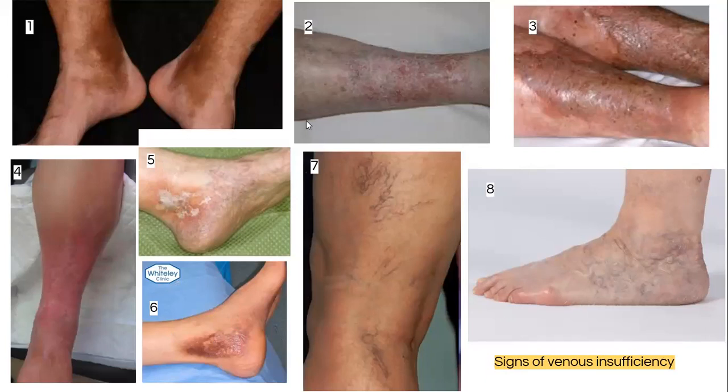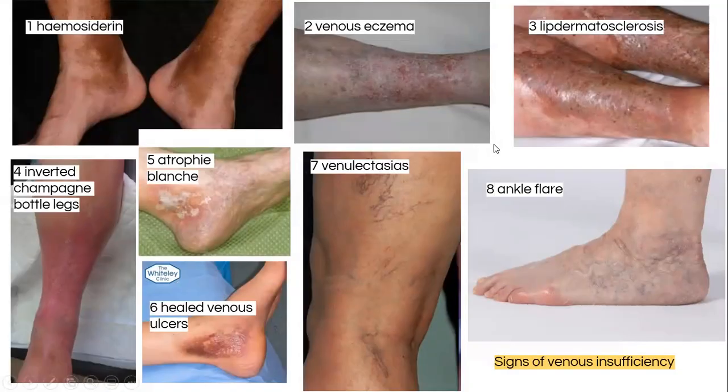Sorry about that. Number 7, someone said it looked like spider nevi, which was really good. This is actually called venulectasia. So it's kind of like a spider nevi, but of the veins. Got venules everywhere. And then the last one, number 8, is called ankle flare. It's similar to number 7, but it's just around the ankle. So these are the kind of things that you are looking for. I'll let you take a screenshot of that if you want to.